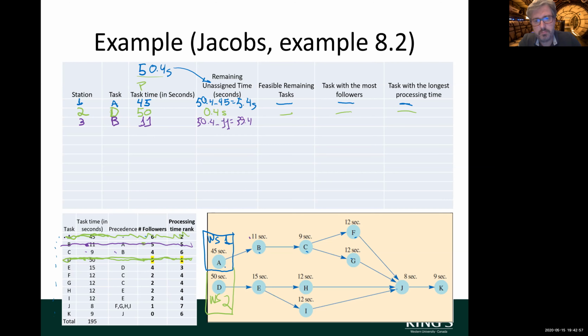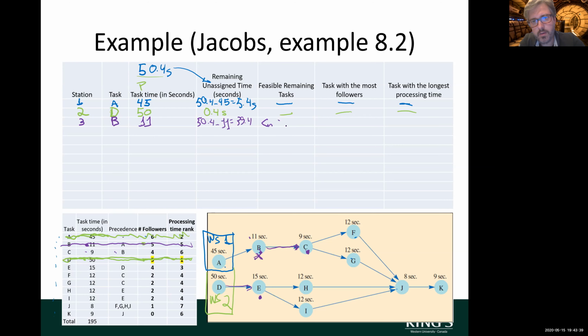So let's look at this. From B, I can only go into C. So C could be a feasible remaining task. So C could work. Let's see what else could work. C could work, and also D is done. So now E is empty, right? Oh, by the way, this is already done. So I could only work with C or E, right? So this and this. Those are the only 2 tasks that I can follow.